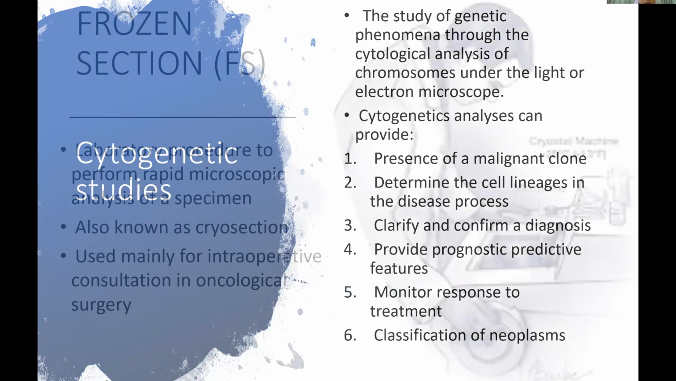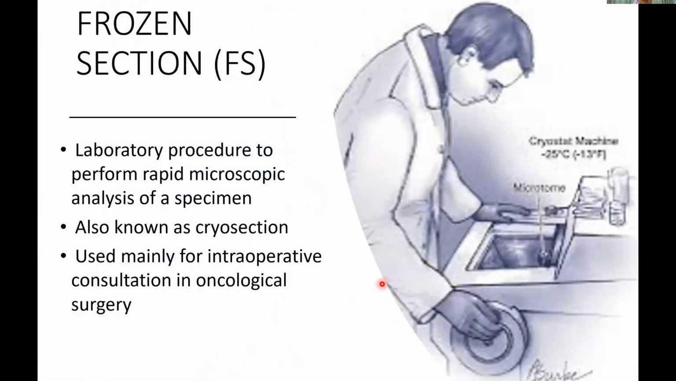Okay, last one is about frozen sections. Frozen section is a laboratory procedure to perform rapid microscopic analysis of a specimen. This is the definition. Another name for frozen section is cryosection. The cryostat is the machine that we use to freeze the specimen and cut the specimen. This is how the cryostat machine looks like.